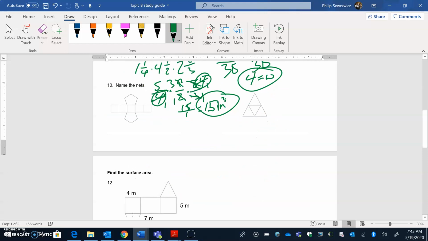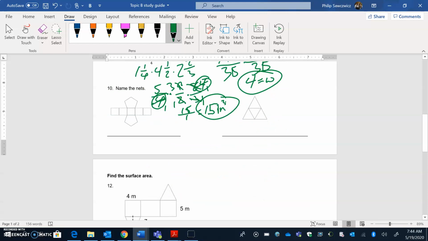All right, we're naming nets. Because I see two of the exact same shapes, and I see all the rectangles here, or squares, I know it's a prism. So this shape is a five-sided shape. I think it is. Is it? 1, 2, 3, 4, 5. Yes. So that makes it a pentagon.